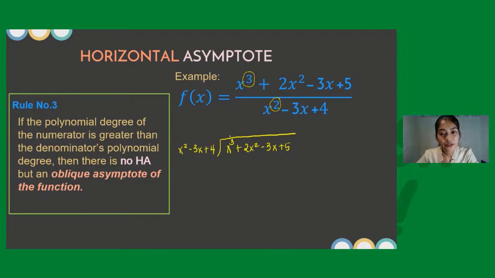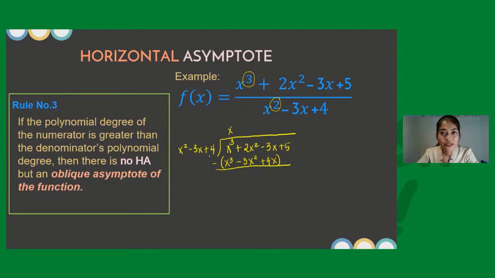So to do that, we are going to divide the first term with our first term in the divisor. So that will be x cubed divided by x squared is x. Multiplying our quotient with the divisor, we will have x cubed minus x times negative 3x is negative 3x squared. x times 4 is positive 4x all over. Ayan. So, ang gagawin natin ngayon is subtraction. Parang normal division nga lang to. Kaya lang, we are dealing with variables din.